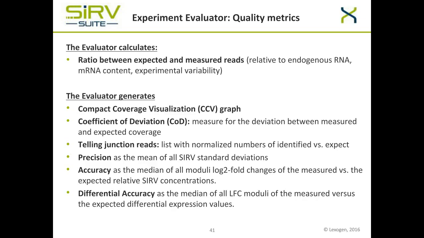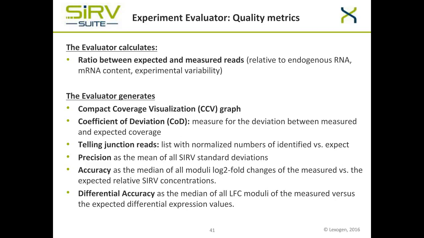Of course, you will also get a list of splicing junction reads and contrast that with the expected number of splicing junction reads. And the second quality measure that we can derive from the SIRVs, but also from the endogenous RNA, is precision. So precision measures the scatter of calculated abundance values, and it is the mean of all SIRV standard deviations. So as long as you have replicates, you can calculate this precision. You could also calculate it from the endogenous RNA.